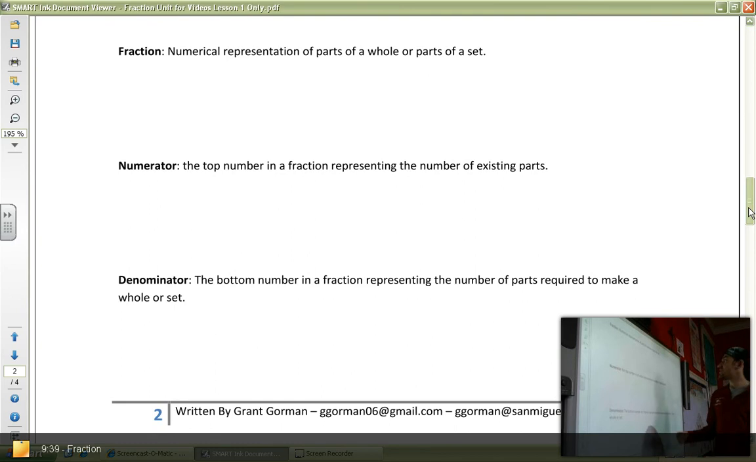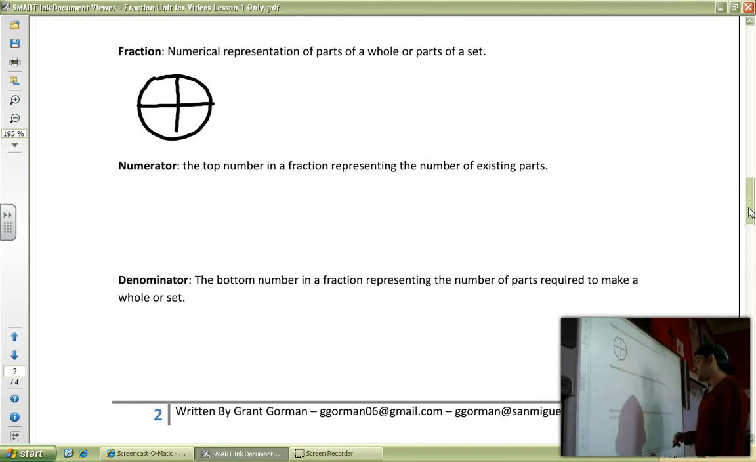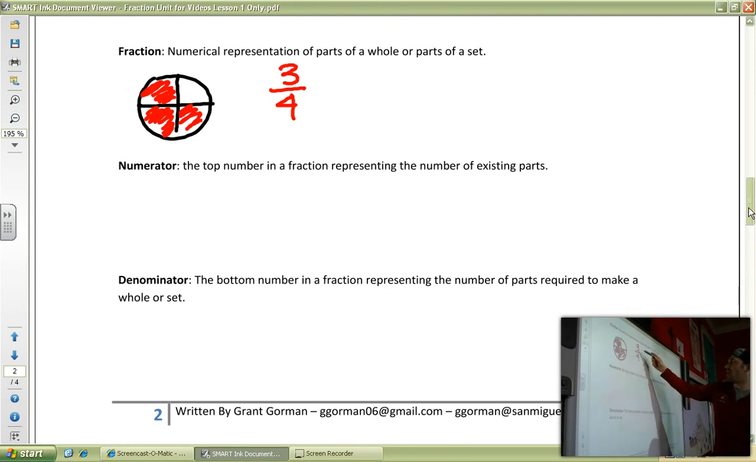Fraction: a numerical representation of parts of a whole or parts of a set. Parts of a whole, we've got a whole pizza here. I split it up into 4 pieces. If I have 1, 2, 3 pieces of pizza there, that means I have 3 out of 4. So over here, this was parts of a whole. I have 3 parts of my whole pizza. It took 4 pieces to make a whole pizza.